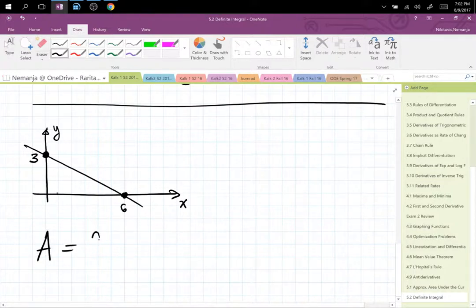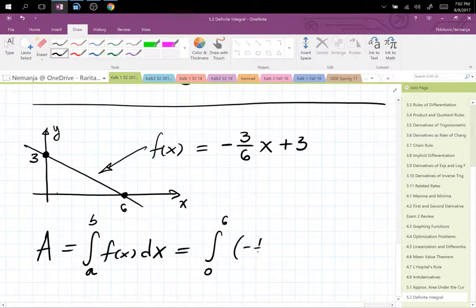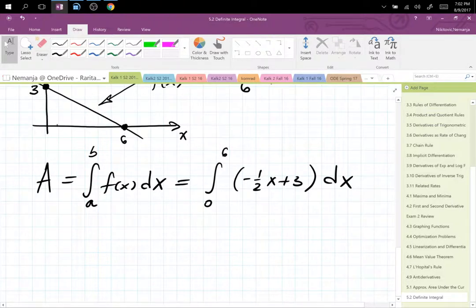We find area when we integrate from a to b of f of x dx. This line over here is your f of x, and that line is a linear line, which we can observe that the slope is negative, it's rise 3 over run 6, and the y-intercept is 3, which is the b, right? So all I need to do is integrate from 0 to 6 of negative 1/2 x plus 3 dx, and that will give me the area, right?